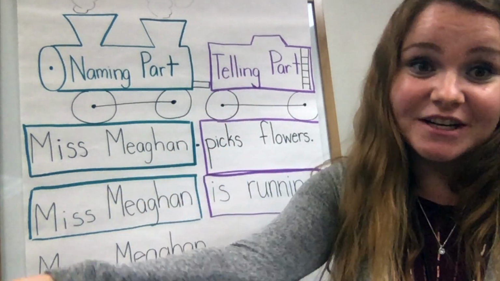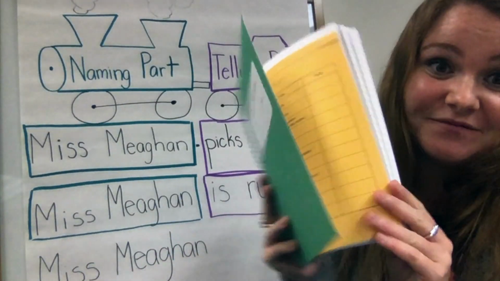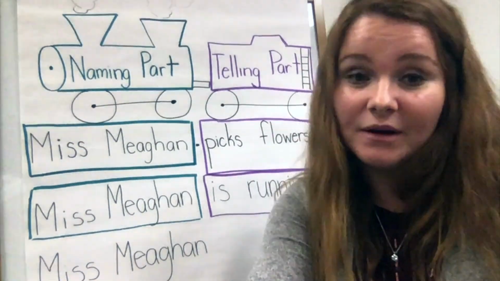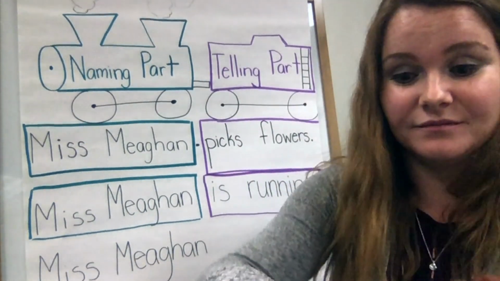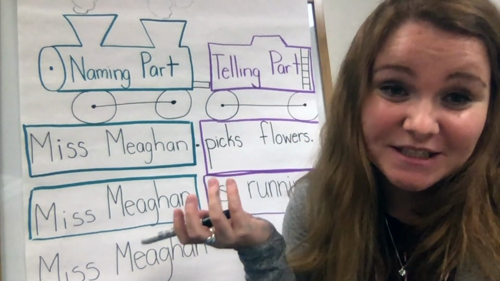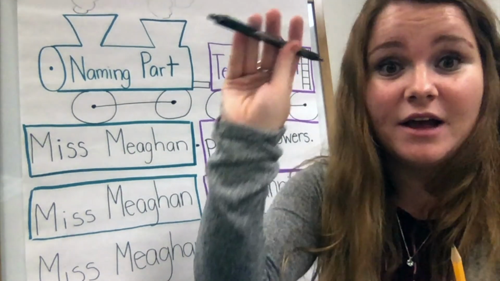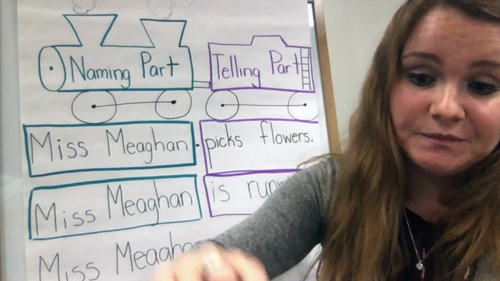Now it's your turn to write an awesome sentence with a naming part and telling part. To get started, you're going to need your writing journal or something to write in. If you don't have a writing journal yet, that's okay. You can use a piece of paper or you could use the whiteboard. You're also going to need something to write with. That's what we would call a writing utensil. You could use a marker, a pen, or a pencil.